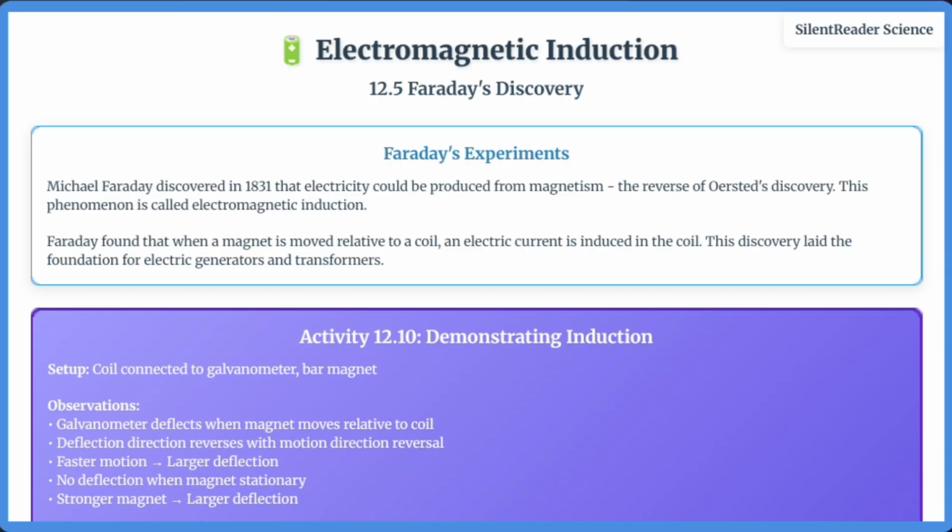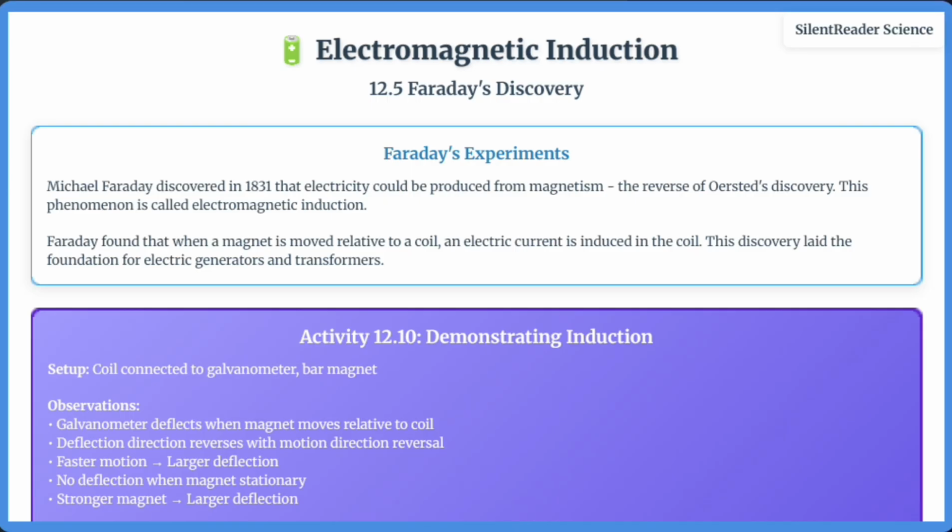We can demonstrate this with an activity using a coil connected to a galvanometer and a bar magnet. The galvanometer deflects when the magnet moves relative to the coil. The deflection direction reverses with motion direction reversal. Faster motion produces larger deflection, and no deflection occurs when the magnet is stationary. A stronger magnet produces larger deflection. This shows that relative motion between a magnet and a coil induces current.